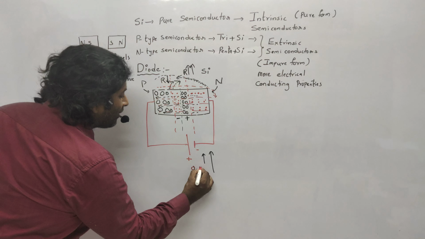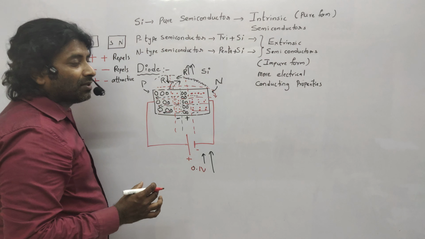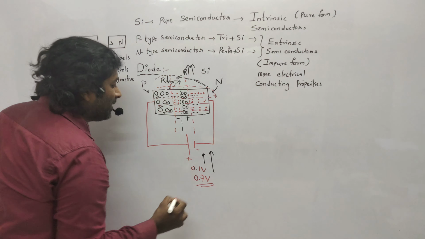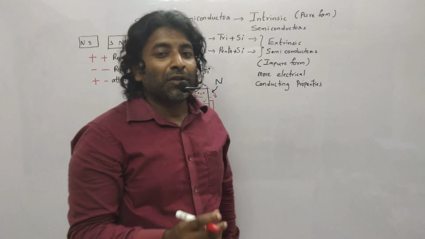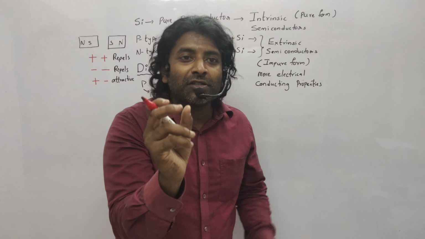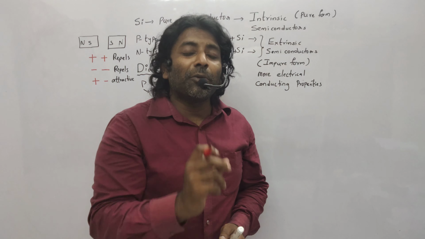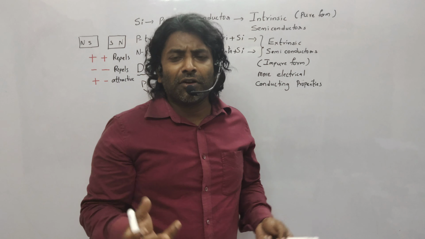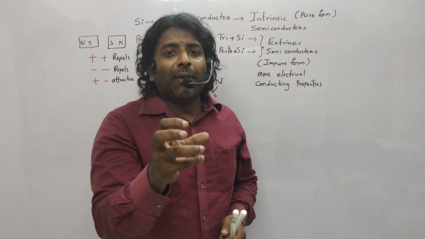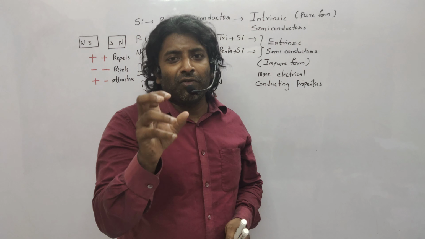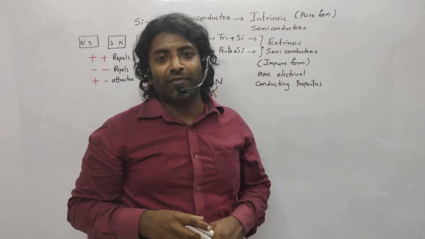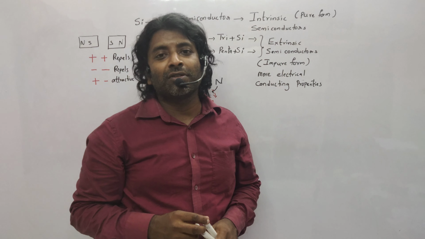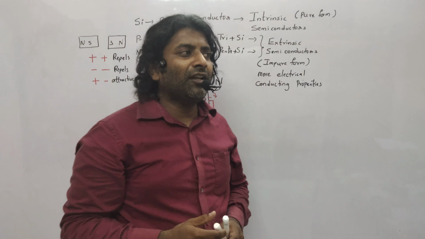Suppose you apply 0.0 volts, it will not be like this. The voltage we need to apply is minimum 0.7 volts. If you apply 0.1 volt, electrons cannot move. If you apply 0.2 volts, electrons cannot move. If you apply 0.6 volts, electrons cannot move. If you apply 0.7 volts, then only electrons will flow.